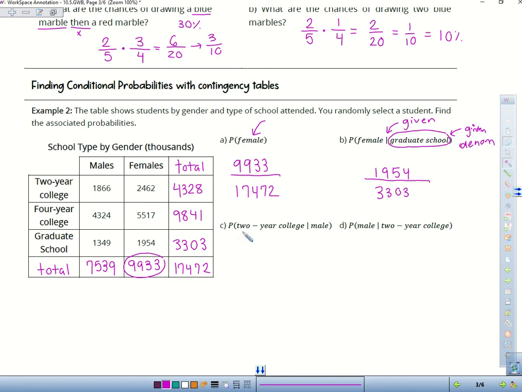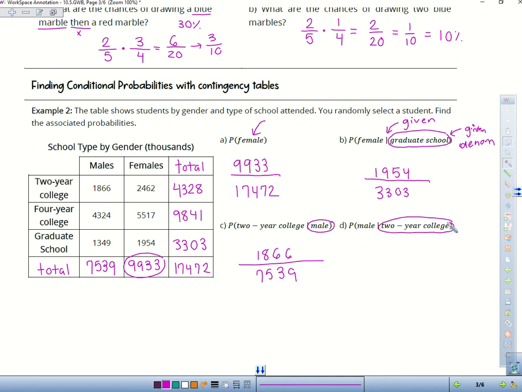So probability that you are a 2-year college student given that you are male. So male is my denominator. How many total males are there? 539. And of those males, how many went to a 2-year college? 1,866. Good.